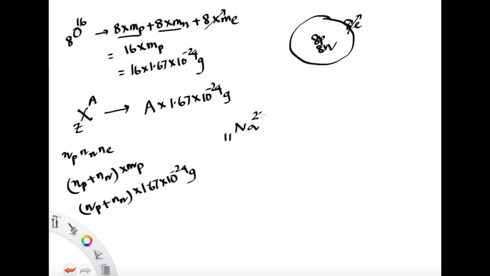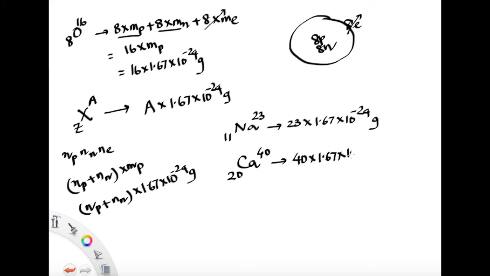Sodium-23, with atomic number 11, will have an atomic mass of 23 into 1.67 into 10 to the minus 24 grams. This is because sodium has 11 protons and 12 neutrons in it, and the mass of an electron is ignored. Mass of a proton and mass of a neutron are approximately the same, so we can add them together. So it will come out to be 23 into mass of a proton. Similarly, calcium having a mass number of 40 will have an atomic mass of 40 into 1.67 into 10 to the minus 24 grams.